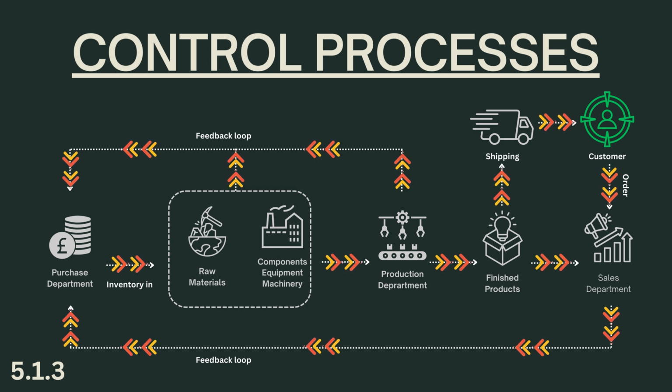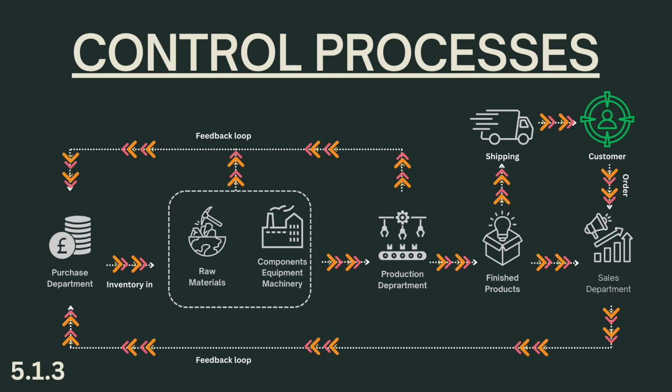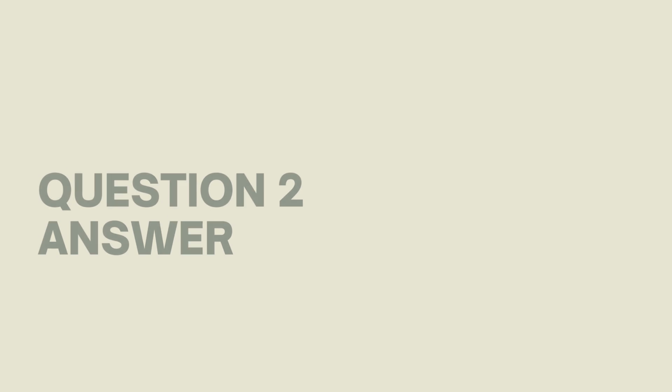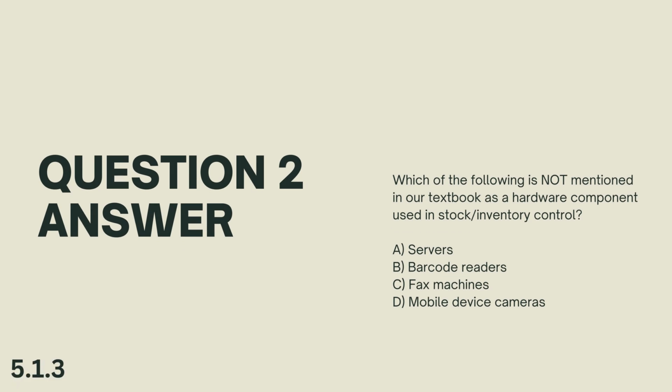Inventory update. The system continuously updates inventory levels as products are manufactured, received, and shipped. This integrated process ensures that businesses can efficiently manage their stock and inventory, respond quickly to customer demands, and maintain optimal production levels. Now, let's revisit our earlier question.